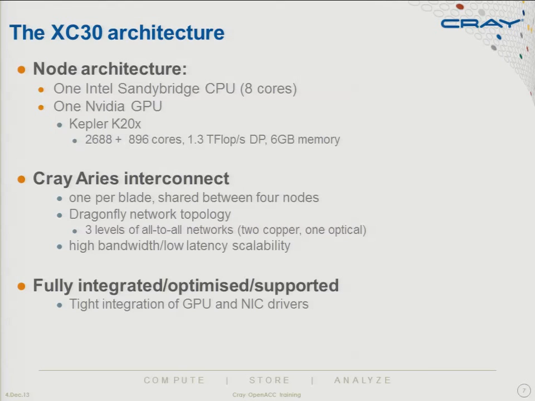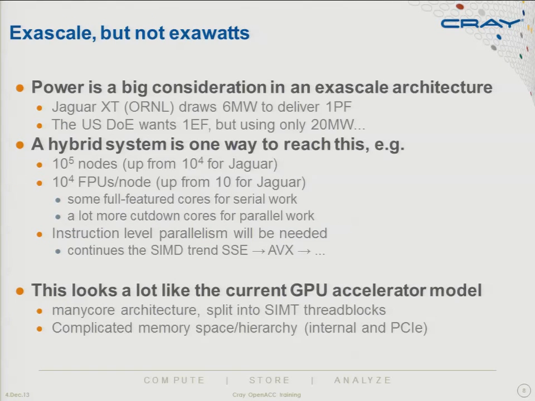On the node, you have one CPU, which on Piz Daint is an Intel Sandy Bridge with 8 physical cores, and it's got one Nvidia GPU, a Kepler K20X. Todi has an AMD Interlagos CPU, but the same GPU. And it has the previous generation of interconnect, the Cray Gemini. For this course, that's not going to affect you because we're not really using the interconnect.